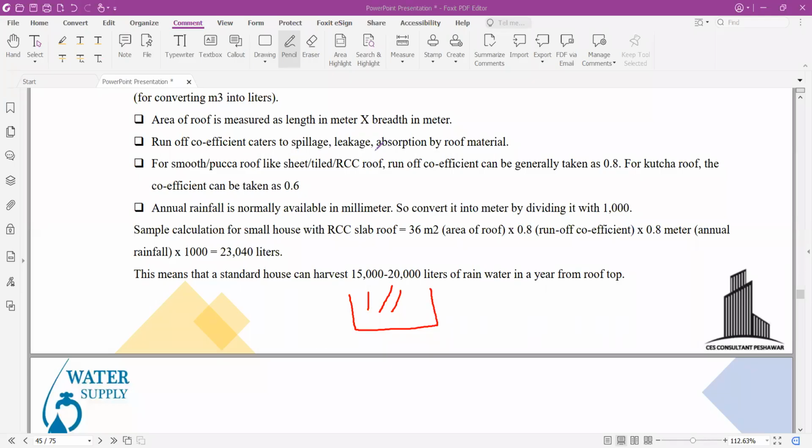Without any energy, we get that water through the gravity system, but in a pump system we provide pumps and electricity, so that's the main difference between these two.